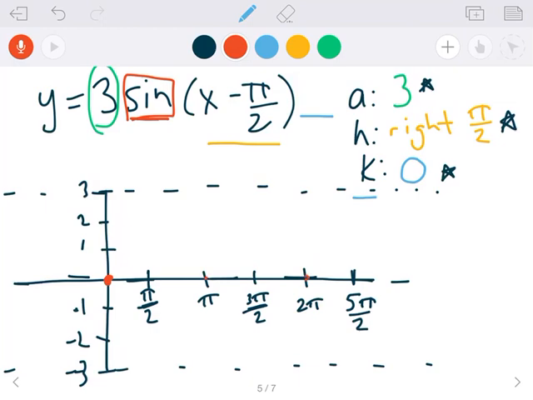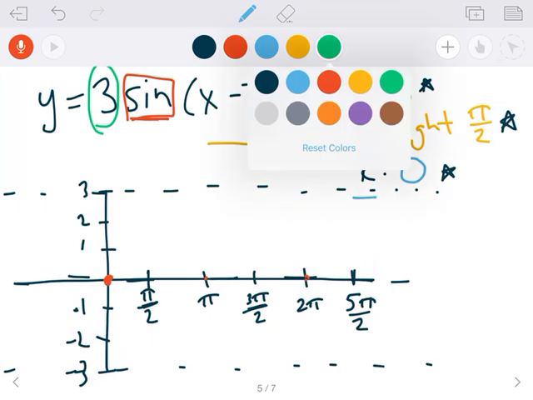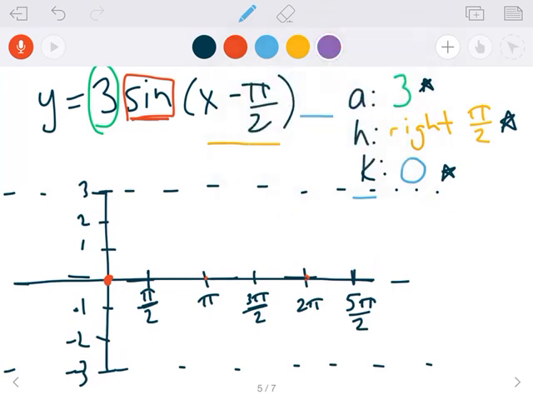I'm going to graph the new graph in purple. We're going to shift each of those points pi over 2 to the right. This original red dot, which would be our normal sine graph, is going to be shifted to be here, pi over 2. The original middle of our graph, which was pi, is going to be shifted pi over 2 to the right, so it's going to be 3 pi over 2. The end of one cycle of the graph, which would normally be 2 pi, is now going to be shifted here.